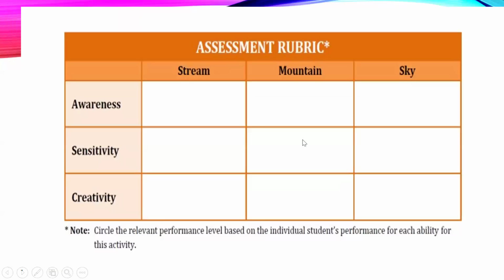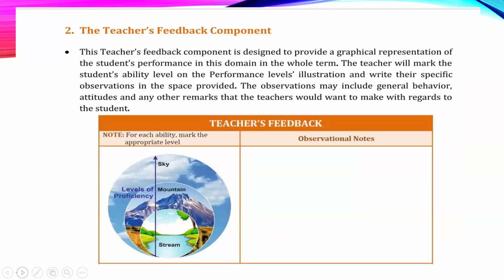So this is the assessment rubric, which is again a part of the B section of the report card. So A section was filling up the names, the child also filling up and drawing and all that. And B section is the domain, curricular goal, competency, activity, and assessment rubric. Now, assessment rubric is again awareness, sensitivity, creativity in all areas, and the measuring way is stream, mountain, sky. Now, how do we do that?